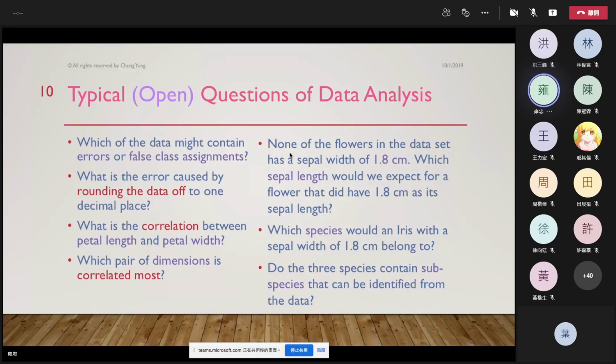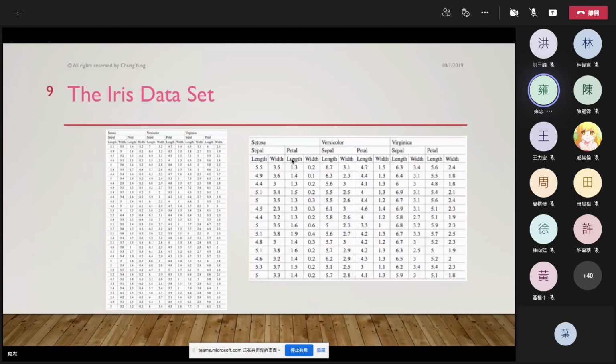Which of the data might contain errors or false class assignment? So you went through the data. Is there any irregular data? Usually, you look at the largest number and smallest number, and see if it is far different from the other data.